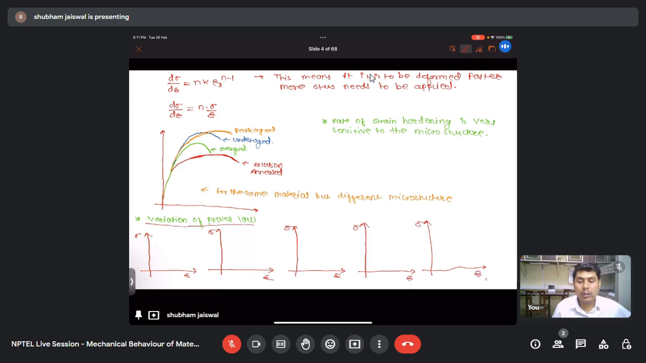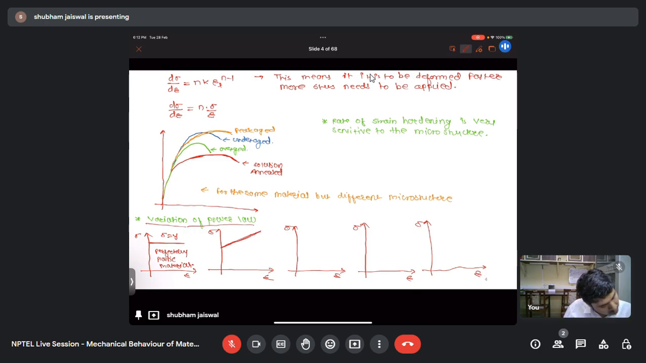So the first variation that we have seen is sigma is equal to y. So it will directly show the plastic deformation, no elastic deformation. So this is for perfectly plastic material. Okay. The second variation that we have shown, that it will start something like this.